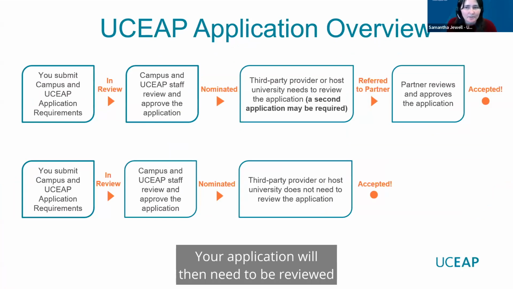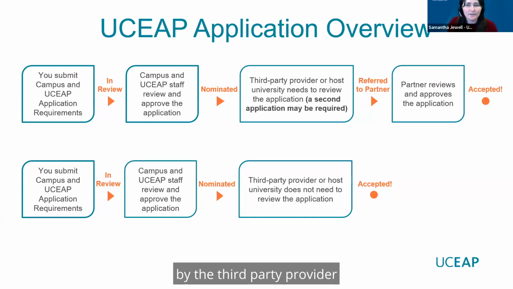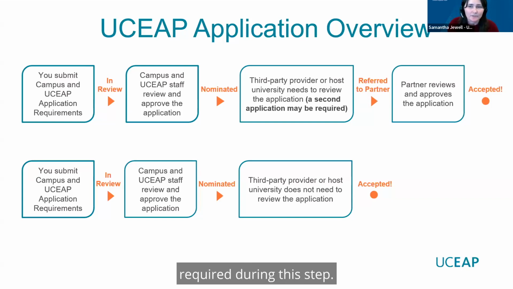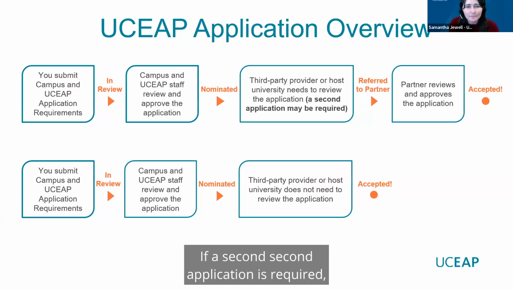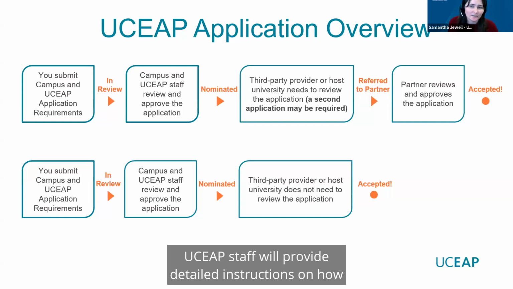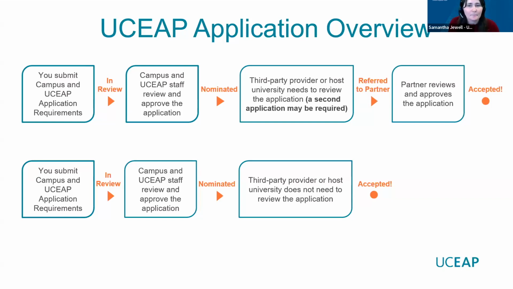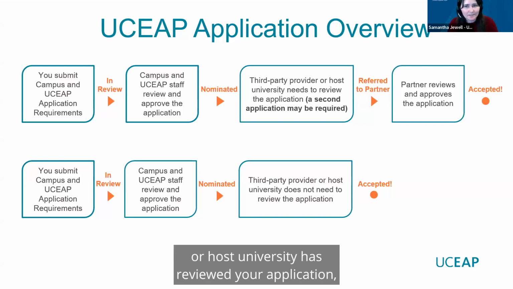Depending on the program, your application will then need to be reviewed by the third-party provider or host university for your program. And so a second application may be required during this step. If a second application is required, UCEAP staff will provide detailed instructions on how to apply and what documents you might need to submit. After the third party or host university has reviewed your application, you are officially accepted into the program.